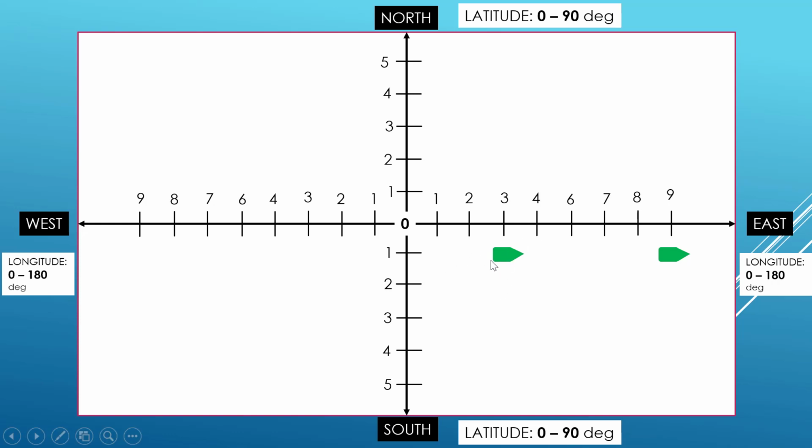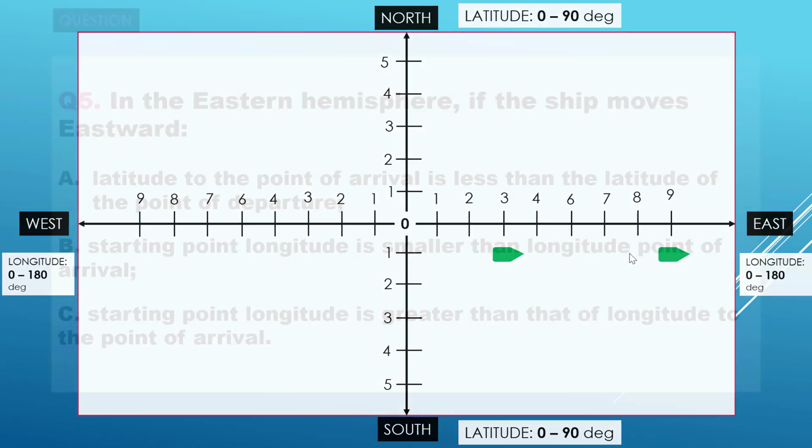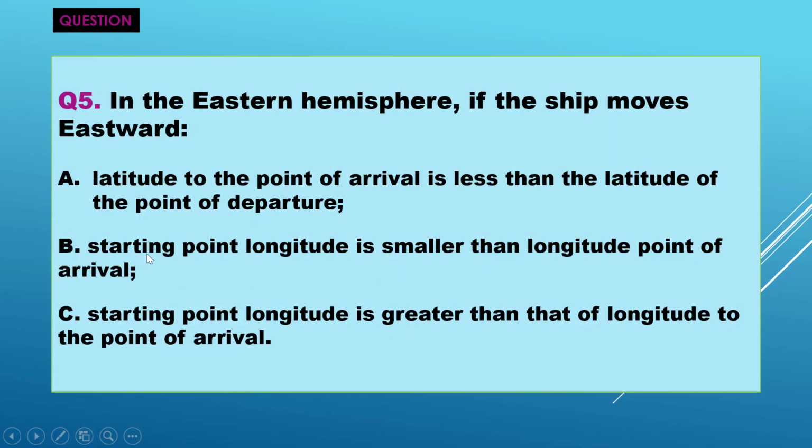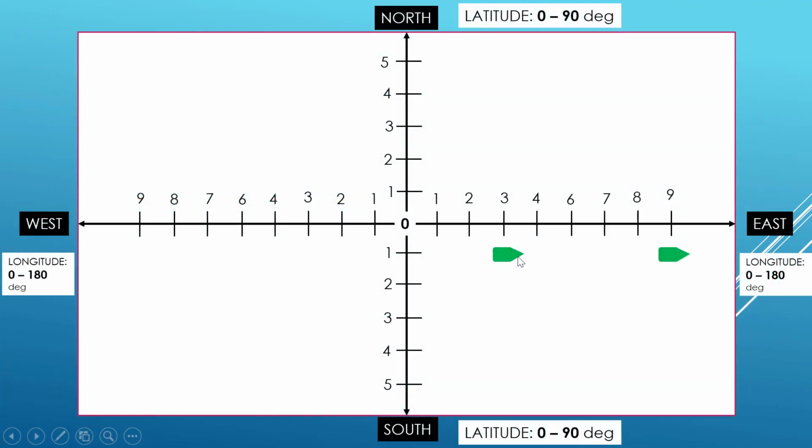In the Eastern Hemisphere, the ship is heading to the east. So now, in the east, you have 3. Then going to the east, the values increase. So the departure point longitude degrees will be lesser than the longitude of the arrival point. Going back to the question, let's read our options. B. Starting point longitude is smaller than longitude point of arrival, which is correct. Starting point longitude is smaller than arrival point longitude.